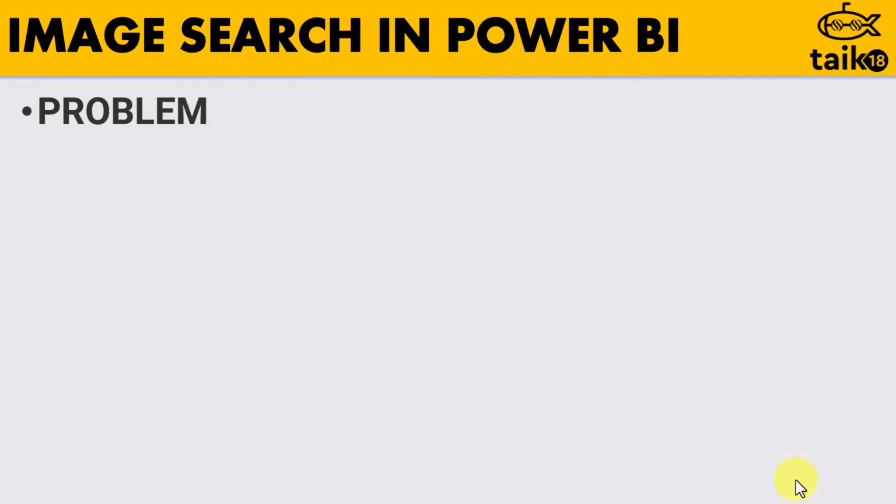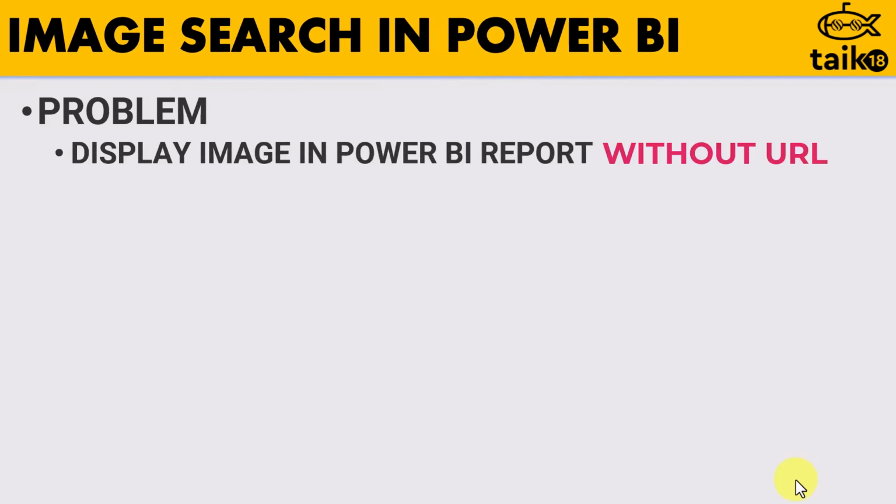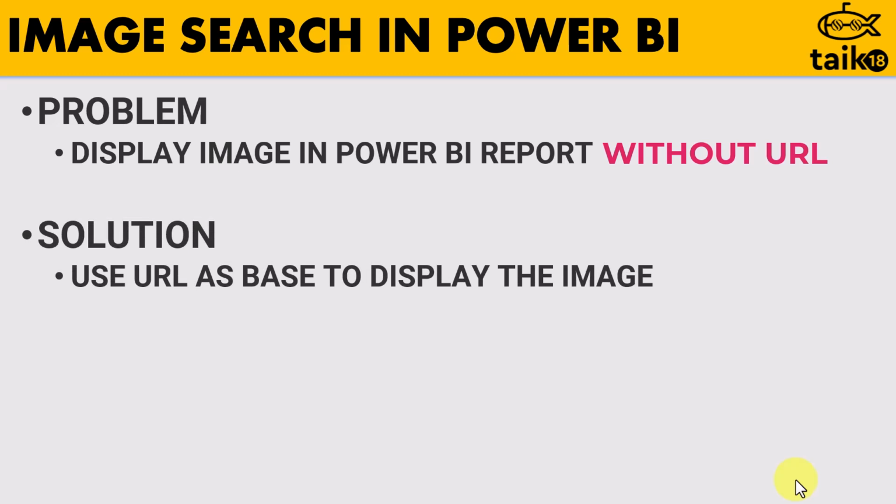Now let's get started. So the problem is displaying images in a Power BI report. This is simple actually, right? You can use the URL as a base to display the images. But here the thing is, you don't have a URL. If you have a URL, that's totally fine. And if you want to get the URL dynamically, how is that possible? That's what we are going to discuss in this video.